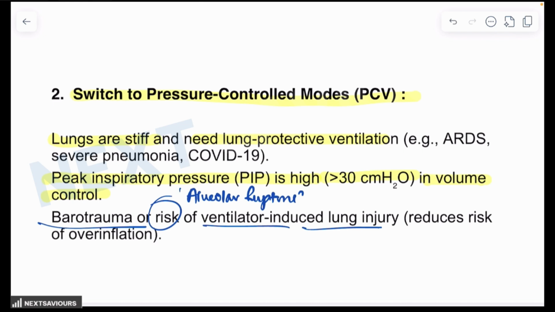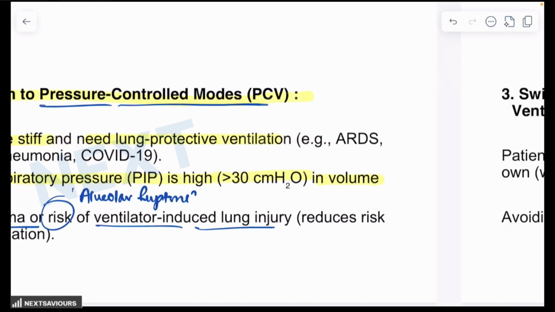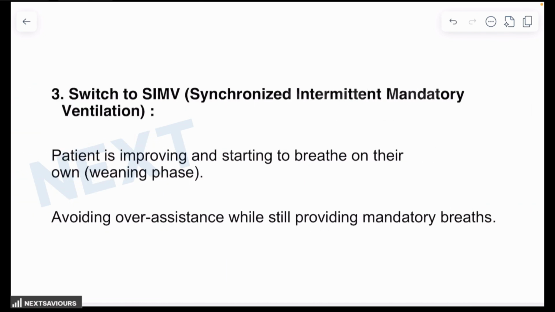So in those cases, you have to switch to the pressure control modes. Then when to switch for the synchronized intermittent mandatory ventilation? It allows spontaneous breathing between ventilator set breaths. It is just the revision of what we have already talked about.